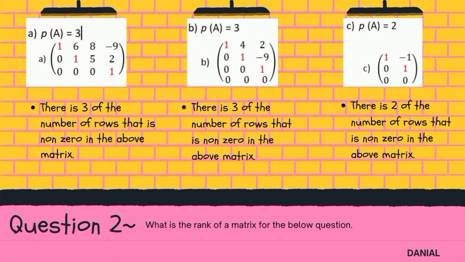As you can see, the fourth row for B is all 0, and that's why it's not counted toward the rank, and that's why the rank of a matrix for B is 3. C: rank of a matrix for C is 2 because there are 2 rows that are non-zero in the above matrix. For the third row of C, you can see it's all 0, and that's why it's not counted, and that's why the rank of a matrix for C is 2.